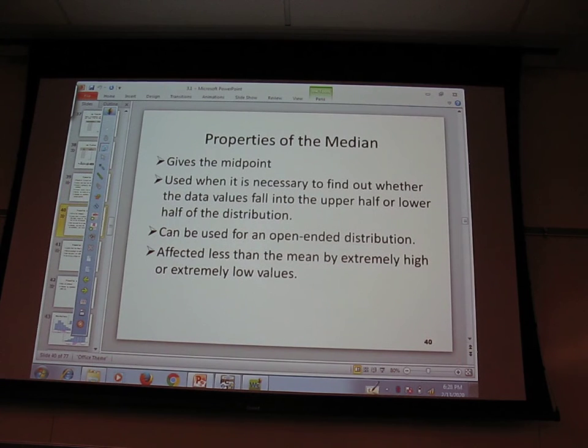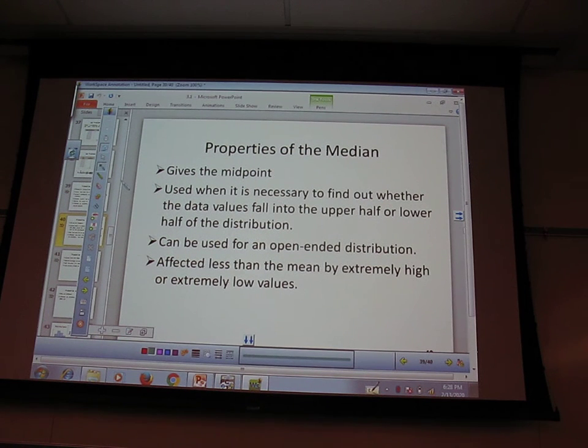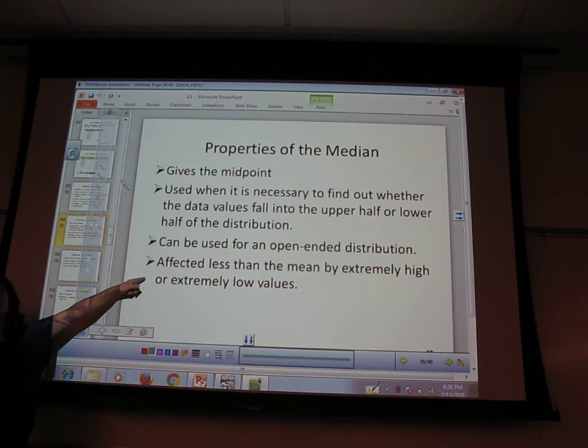Medians. Vanessa, go ahead. Properties of the median: gives a midpoint. Use one is necessary to find out whether the data values fall into the upper half or lower half of the distribution. Can be used for an open-ended distribution, affected less than the mean by extremely high or extremely low values. Great.